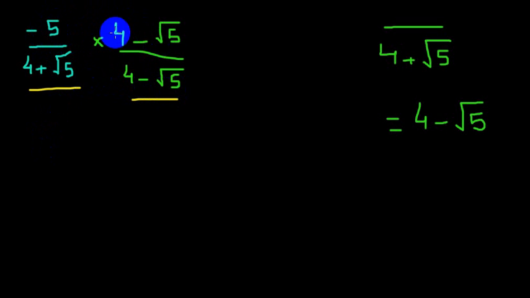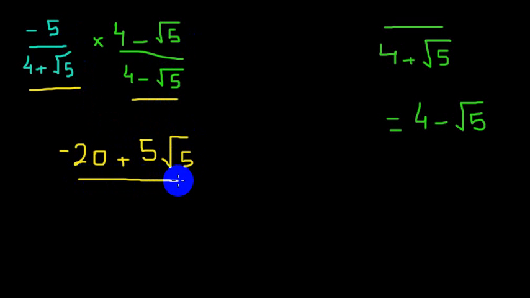So negative 5 times 4 is actually negative 20. Then negative times negative is positive, so let's write positive, and then 5 times square root of 5. So 5 times square root of 5 is 5 into square root of 5.